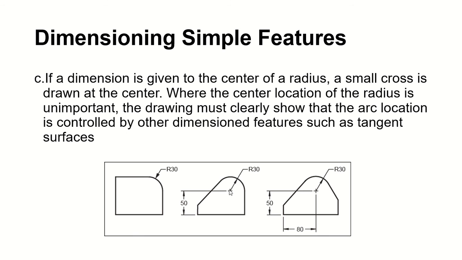And then we go on to dimension this center of your radius with a little small cross at the center, and then note it, with the symbol for radius, R, and then the value of it. And if your center is not so important in your drawing, this is what we do. We just put a little R right there, and there's a radius of this little arc, 30. Okay, and then we just note it. That's it.